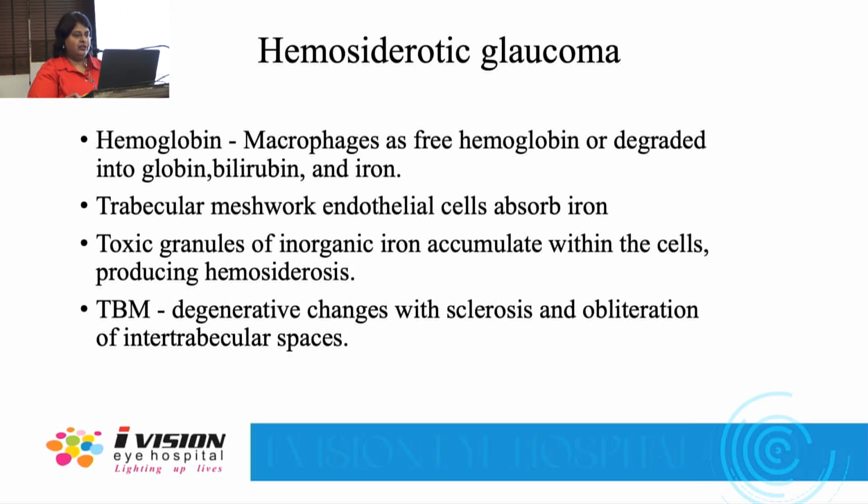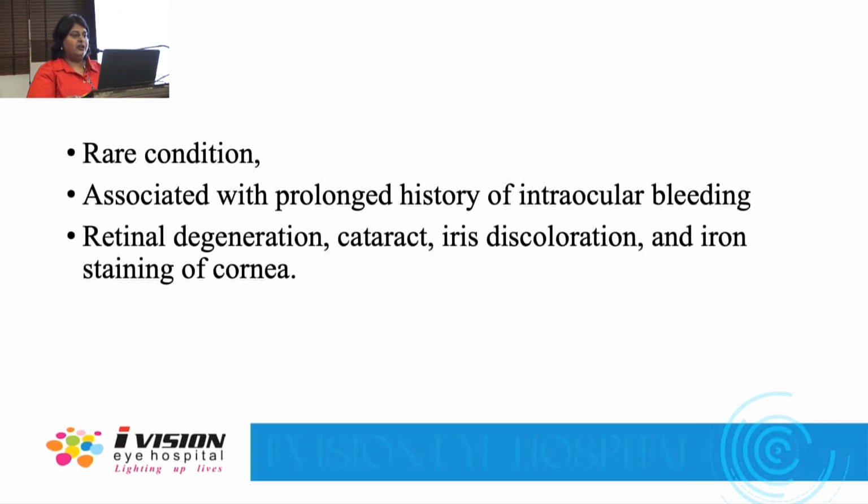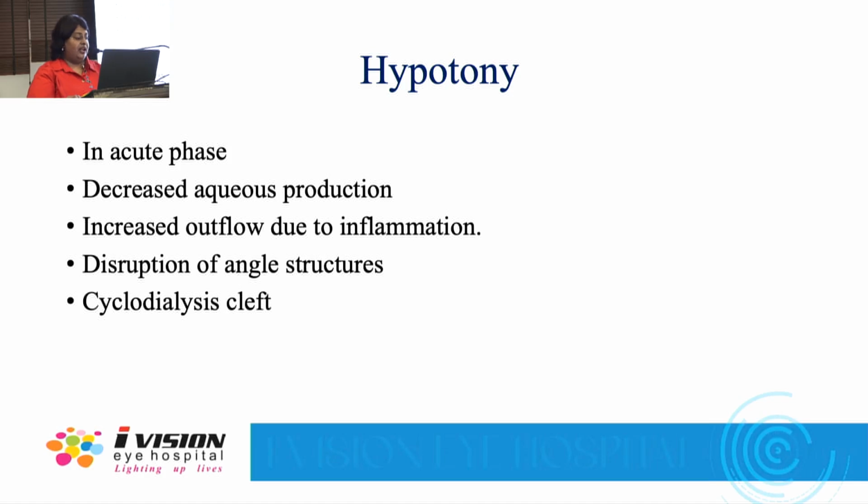In hemosiderotic glaucoma, the iron content of the RBCs gets lysed and the iron gets released. This iron damages the trabecular meshwork endothelial cells, and the scarring and degenerative changes, sclerosis and obliteration of intertrabecular spaces lead to glaucoma. It is usually associated with other features of siderosis. Hypotony happens after injury; in the acute phase it is because of decreased aqueous production or increased outflow due to inflammation, and it can also happen because of what is called a cyclodialysis cleft.